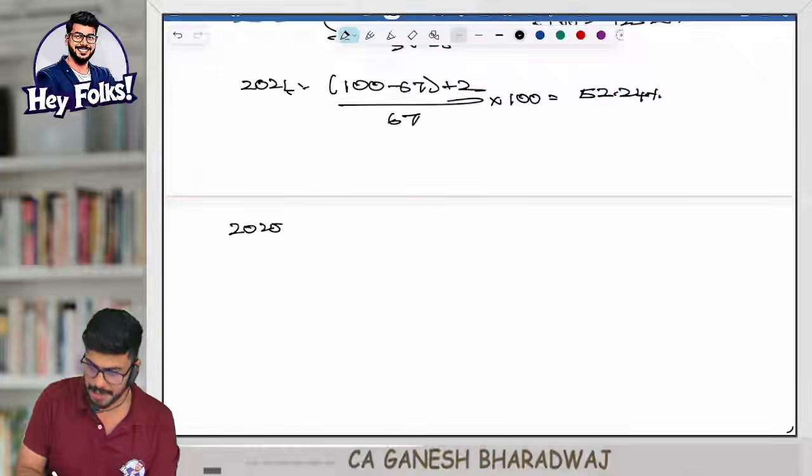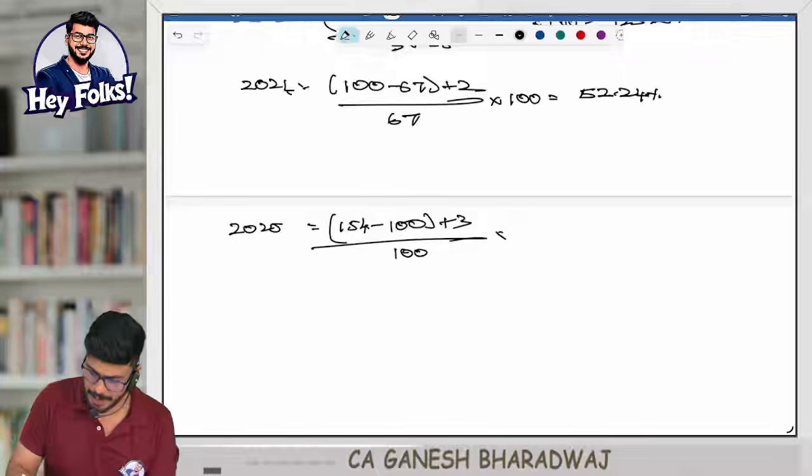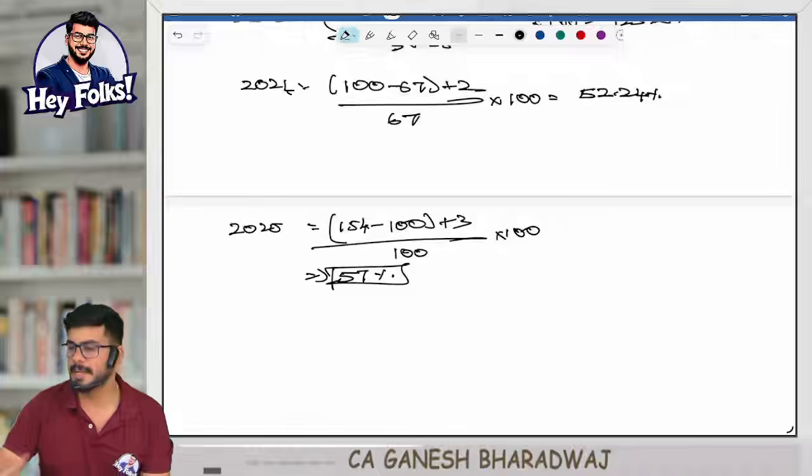Last year, 2025. 154. Come on, tell and write. Minus 100 plus 3 upon 100 into 100. Figure. 57%. Is this clear for everyone?